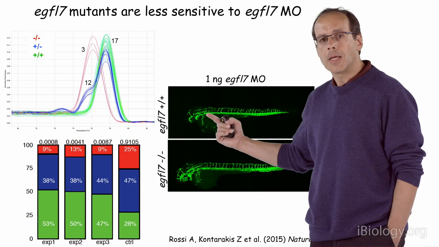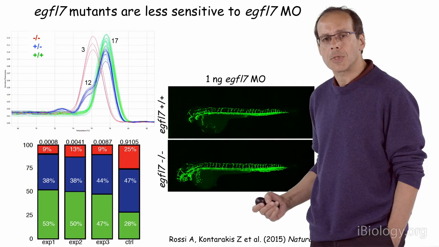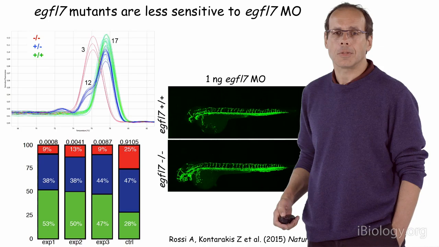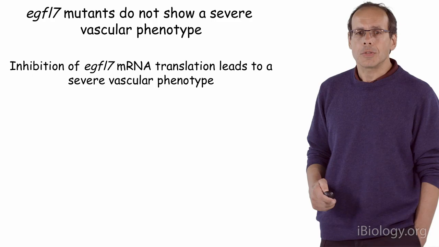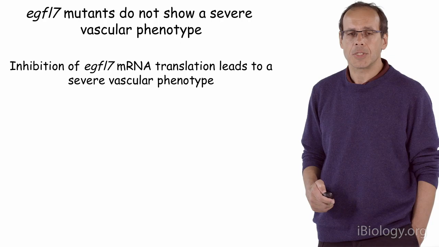We're looking here at the formation of these vessels in the trunk that form through angiogenesis, the so-called intersomitic vessels. And you can see a clear phenotype in the wild-type, but not in the mutant. So essentially, we have this situation where the mutants do not show a severe phenotype, but if you inhibit translation, you see a severe phenotype. This is by now using these morpholino antisense.